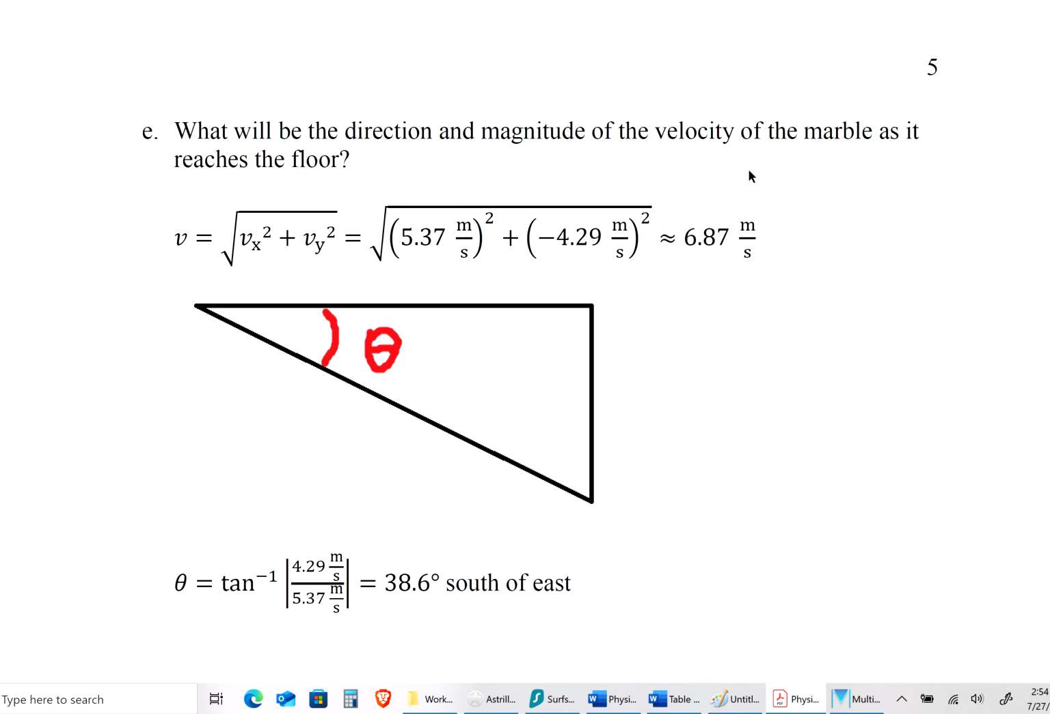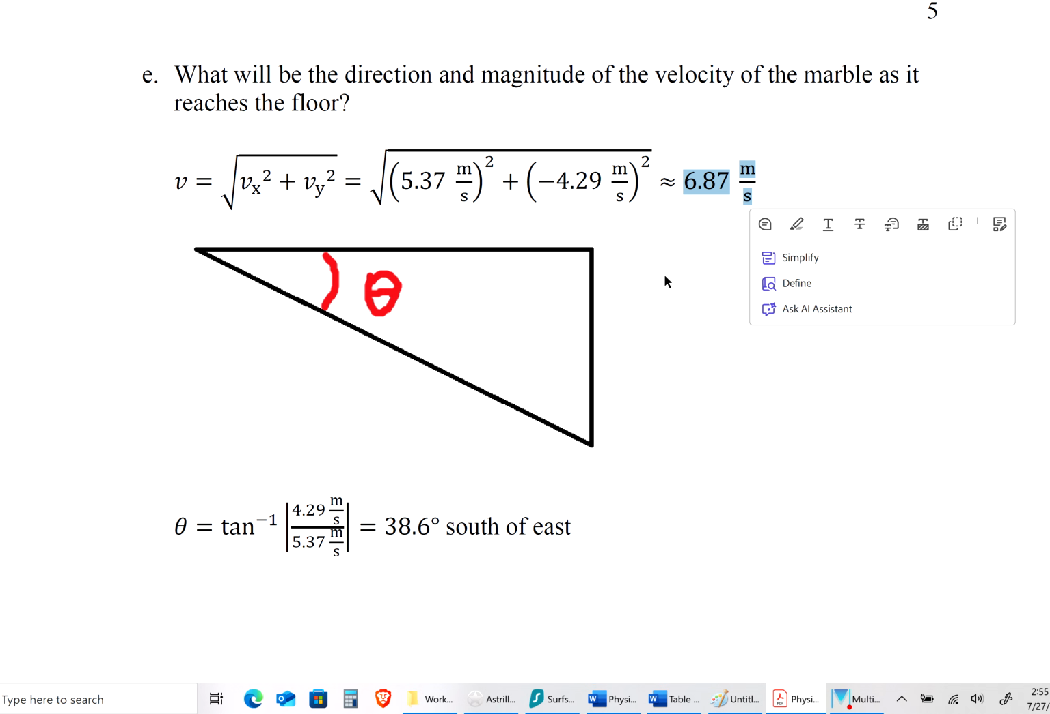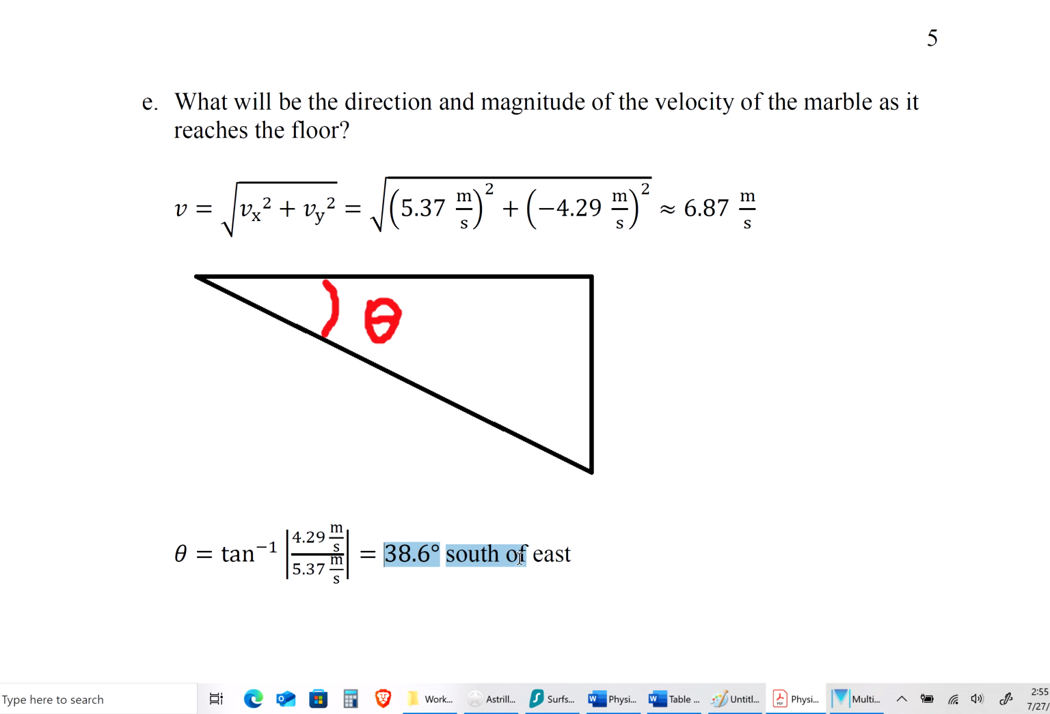Part E, what would be the direction and magnitude of the velocity of the marble as it reaches the floor? So V is equal to the square root of V sub x squared plus V sub y squared. This is the Pythagorean triangle, so right triangle. V sub x is positive 5.37. V sub y is negative 4.29. So the magnitude is 6.87 meters per second. The direction here is 38.6 degrees south of east, because this is south of east. It's going to the bottom right.